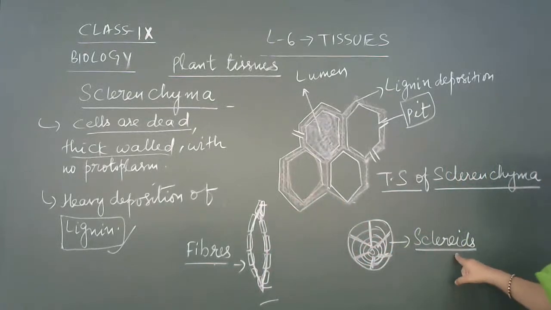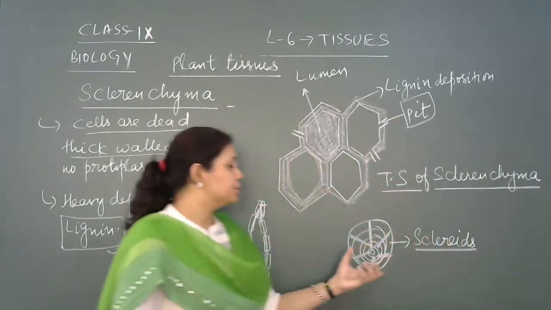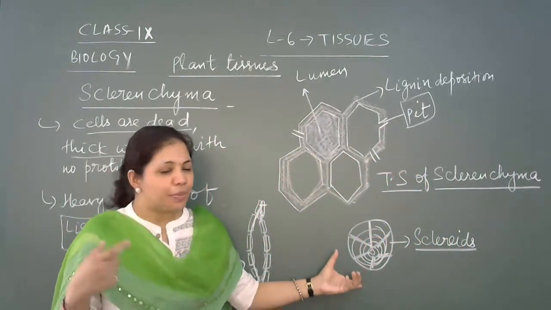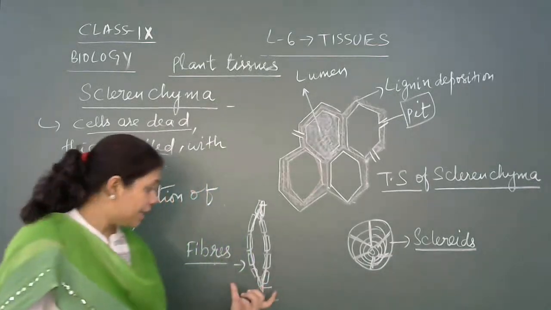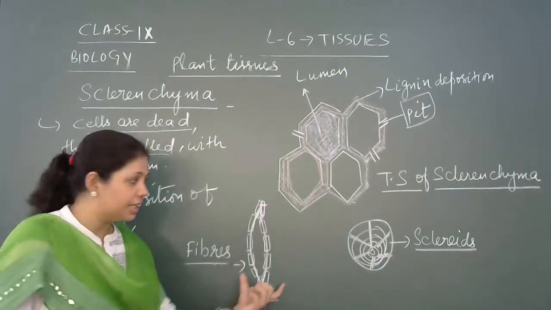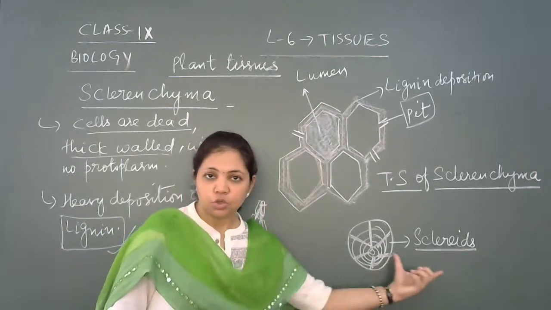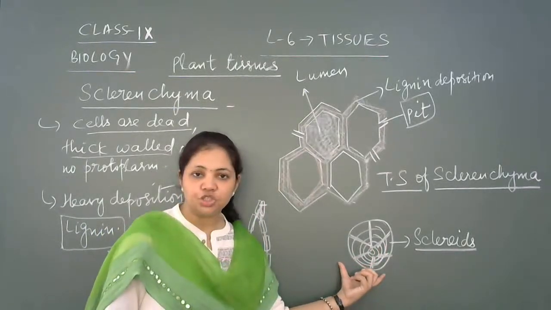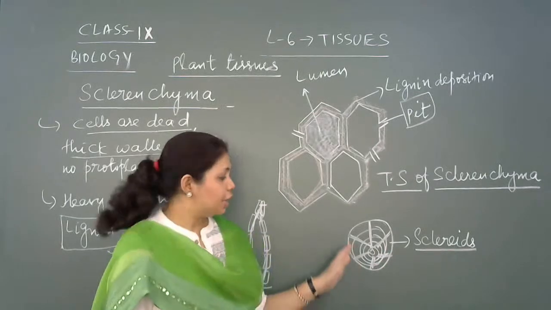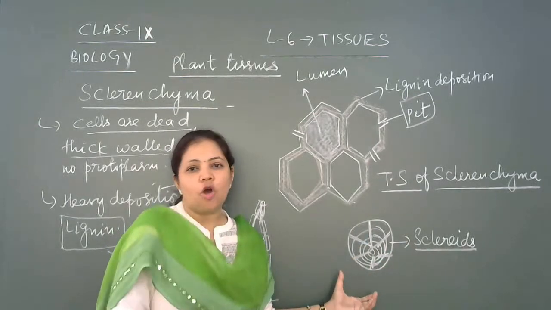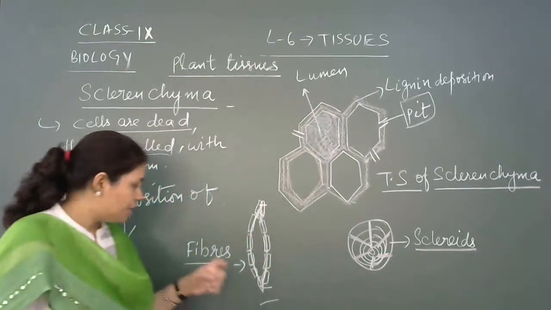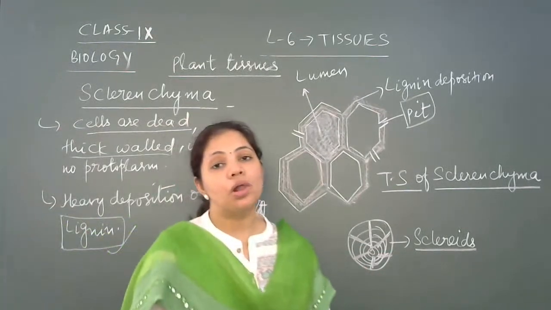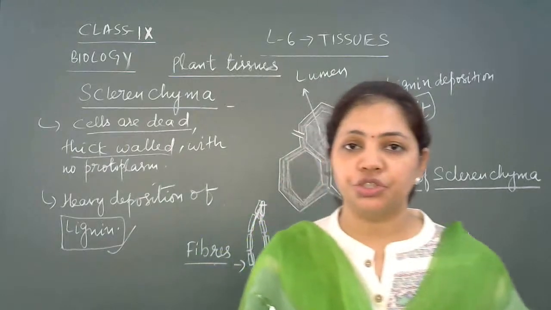The other form is called sclereids. Now sclereids are not spindle shaped or elongated cells, they are broad. These are elongated, long, and these are broad, right? So sclereids are broader in nature, okay? And here you can see some small range of branching also, but sometimes they remain unbranched also, but fibers are always found unbranched, right?